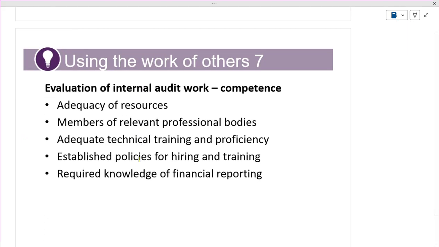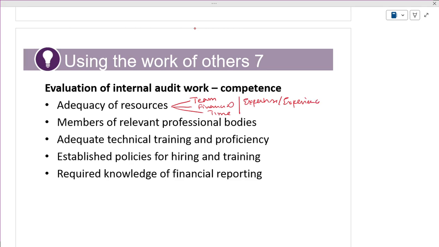What is the competence? You should have adequacy of resources. We should have adequacy in terms of team: a good team to evaluate. You should have financial resources, and also resources in terms of time. You should have good expertise, with people of good experience.